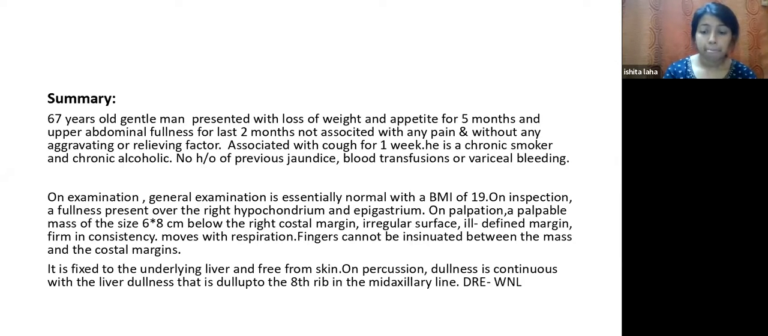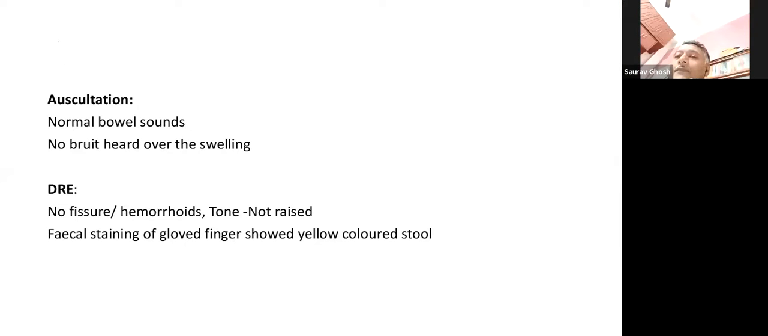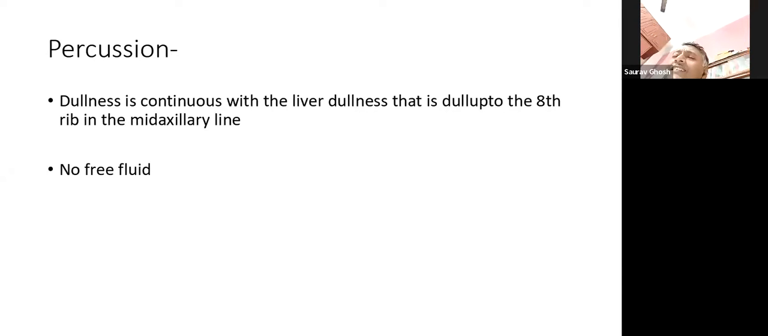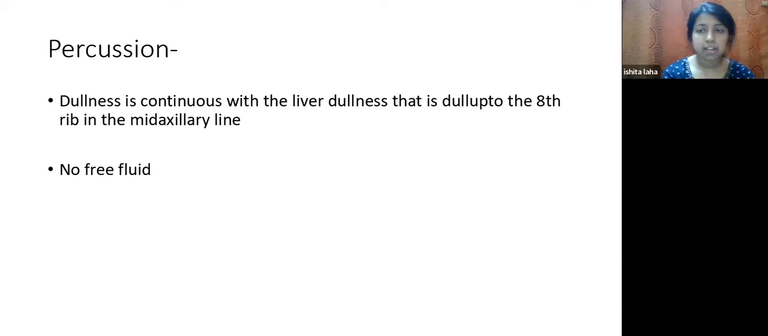You mentioned the liver dullness, the upper border of liver dullness. Why in the mid-axillary line? Any particular reason? Why not the mid-clavicular line? The patient is lying supine. So, because in the mid-axillary line, it is unlikely that we get the dullness till the 8th rib.